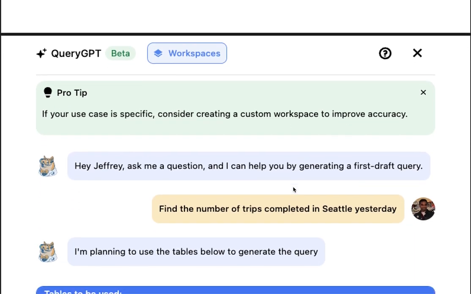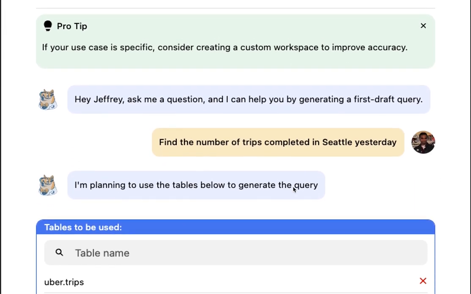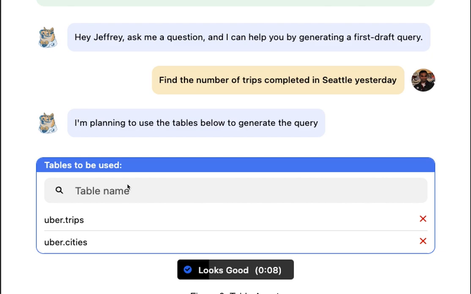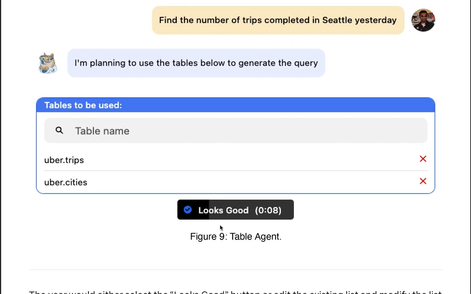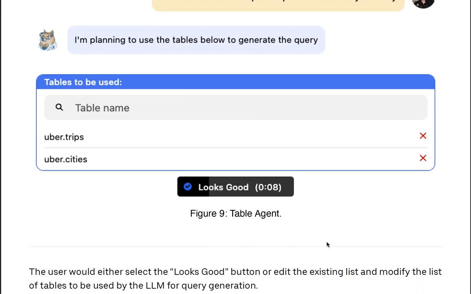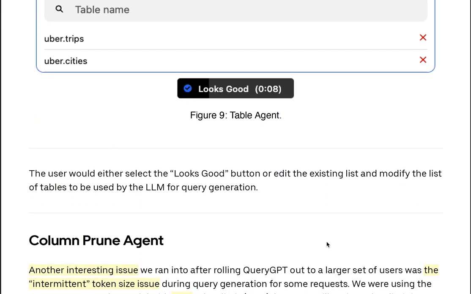So this is how they showcase the set of tables they are going to use for any particular query, and if a person clicks on looks good, this gives a go-ahead to QueryGPT that yes, these tables are right, and it moves forward. Otherwise they can omit any of the tables and add in their own required tables. So this was the second agent they used.